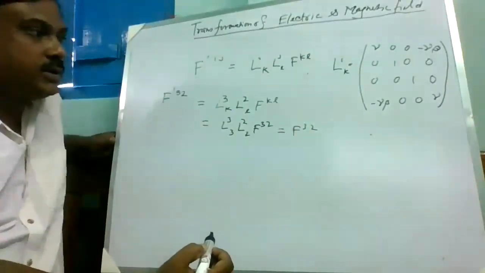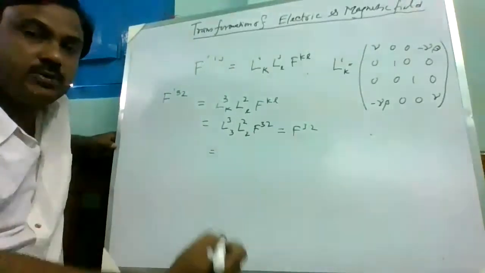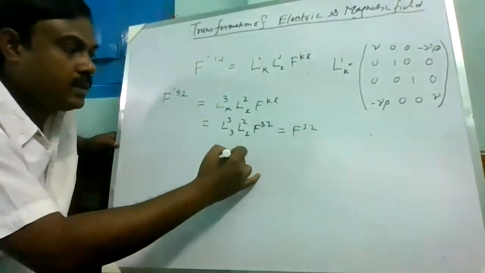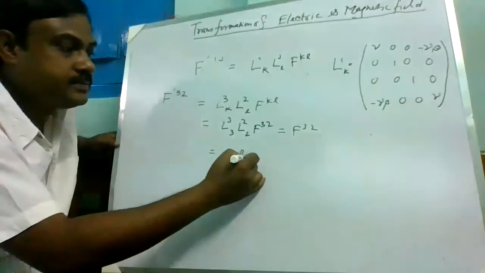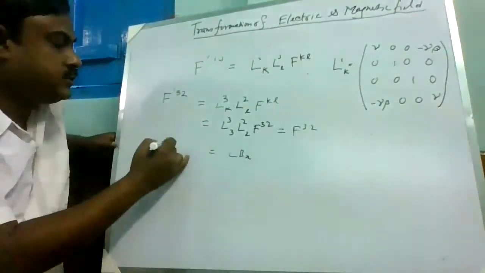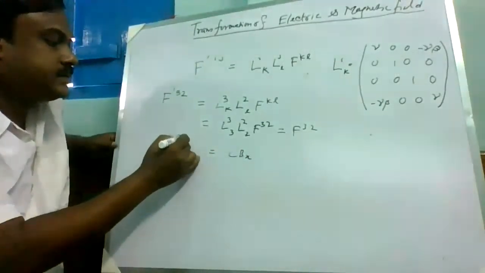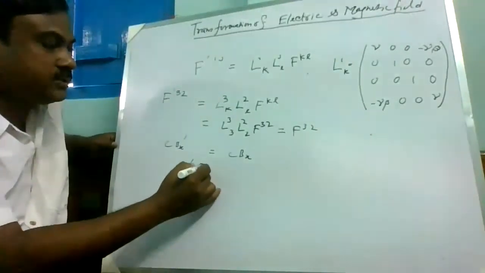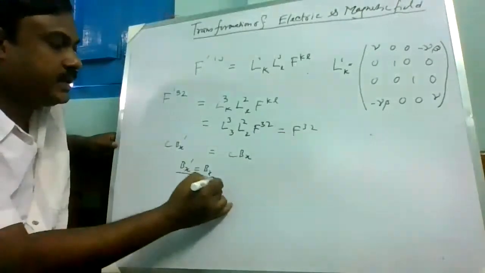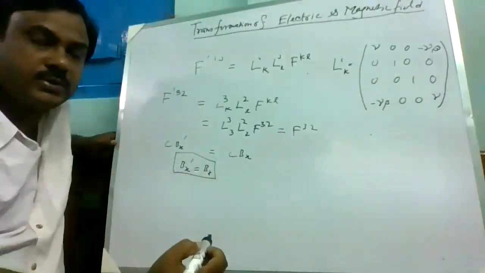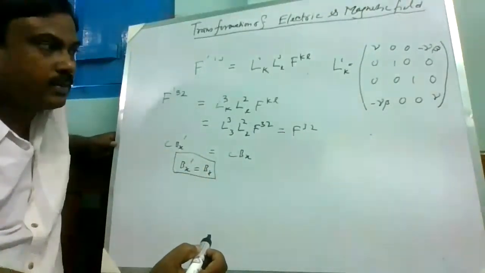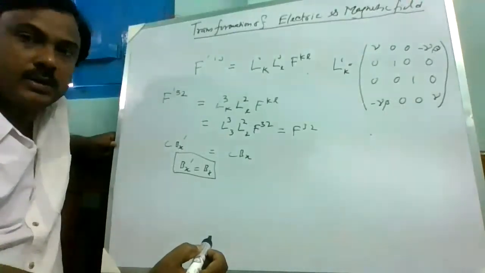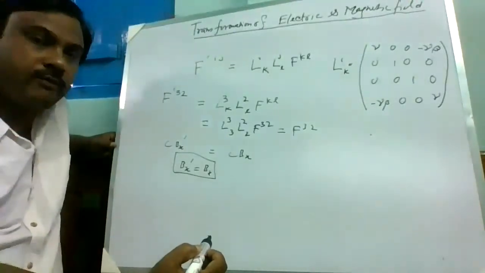Now reading out, what is F32? F32 was nothing but cBx, and this will be cBx dash. So straightforward we can see that Bx dash equals Bx. That means the x component is not changing. Similarly, other components you can find.